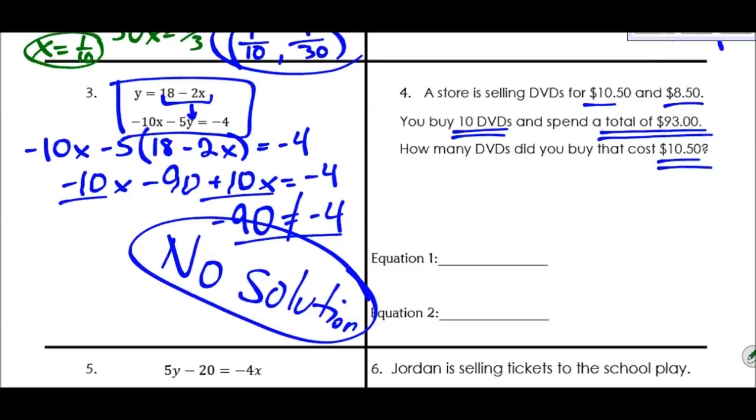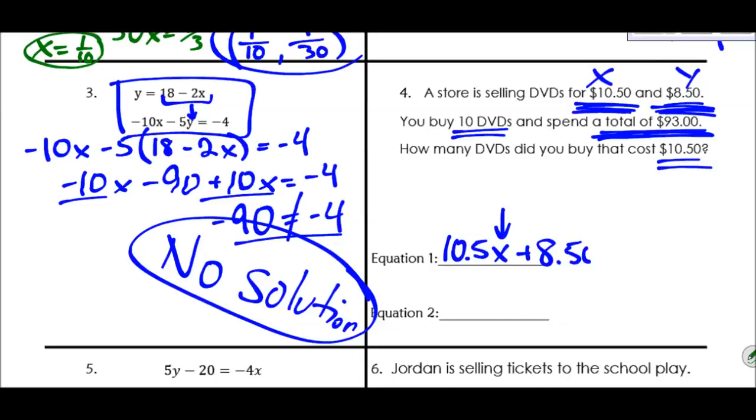My first step is always just labeling my variables, thinking about what I'm actually trying to find. The thing that we don't really know here is how many DVDs cost that much. So I'm going to call this one my X, and I'm going to call that one my Y. They're giving us the price, but they're not telling us how many of those. And I know that the total price is $93: $10.50 for all of these kinds of DVDs, plus $8.50 for each of these kinds of DVDs, adds up to a total of $93.